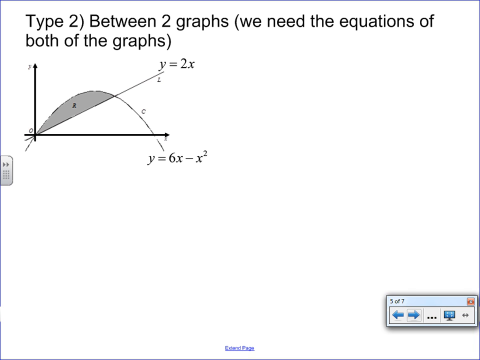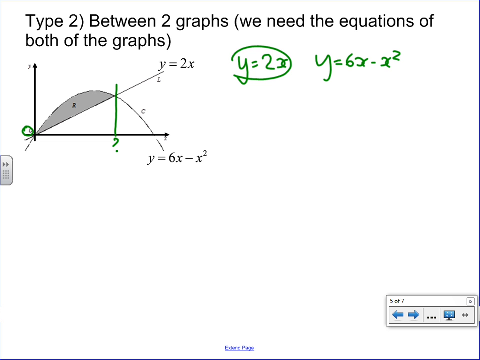Right. Do you want to take this one on? Right, let's do this. So we are going from 0 to whatever this point is here. We don't know yet. And we're going to have to find that by seeing where those two lines intersect each other. So y equals 2x and y equals 6x minus x squared. Now you've got y equals on both sides. So 2x is 6x minus x squared.